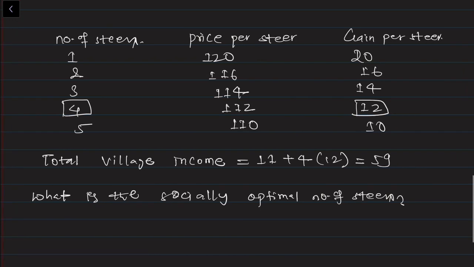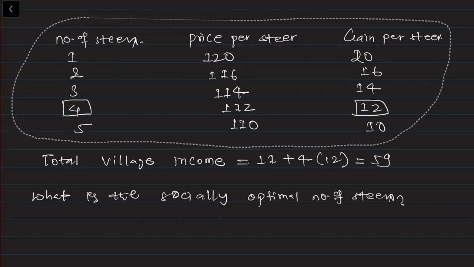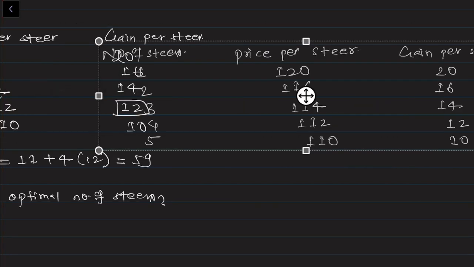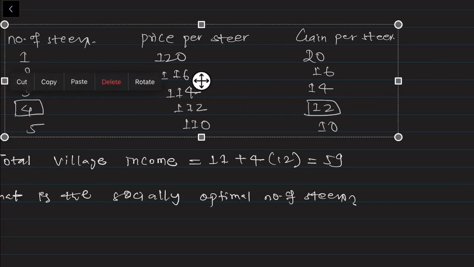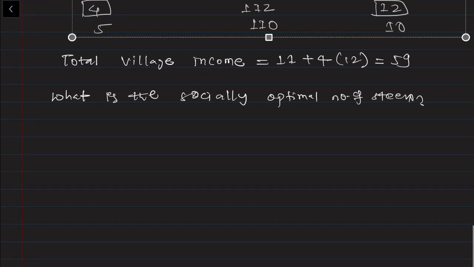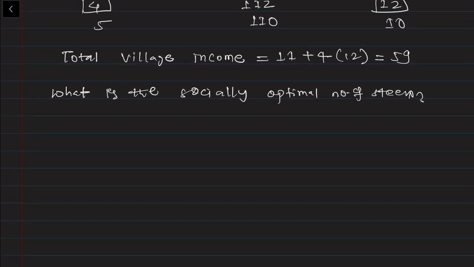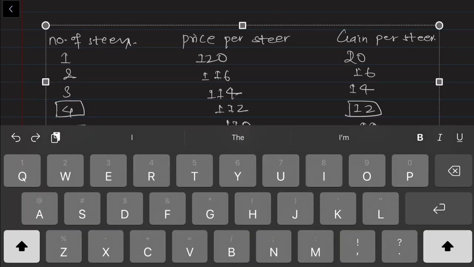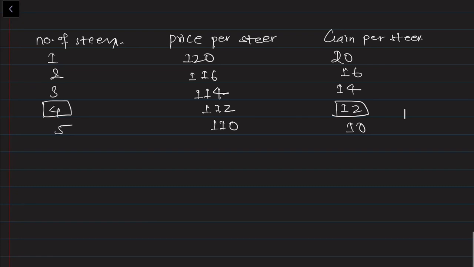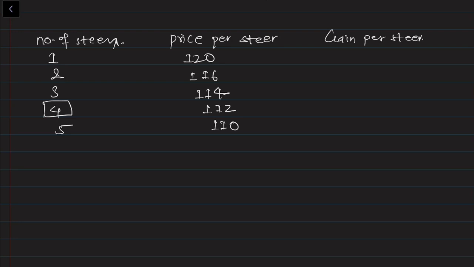So let me copy the table first so that I don't have to write down these numbers again. So copy, and I'm going to paste it here. Okay. Now let me erase this. Now we are going to calculate the profit from the total steers, not from the one steer.